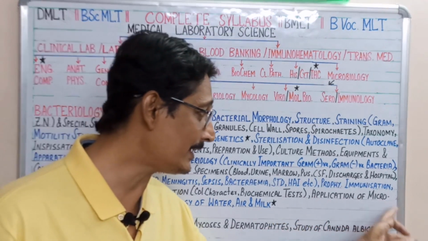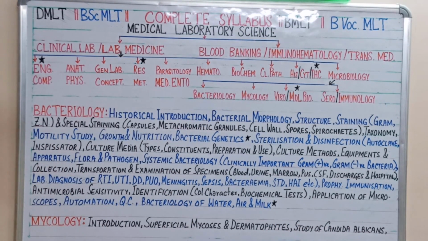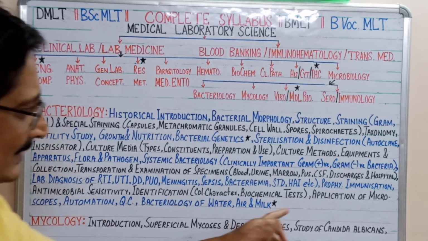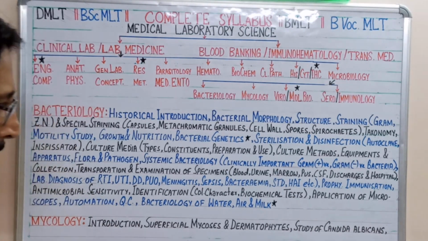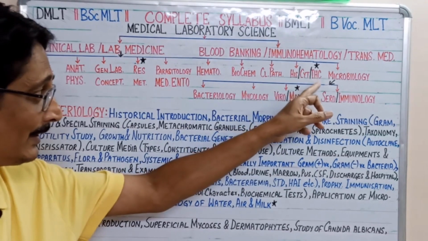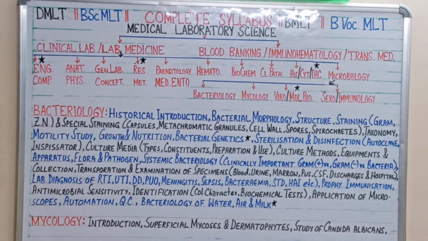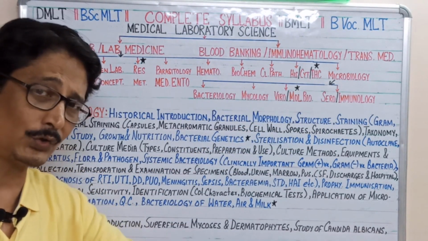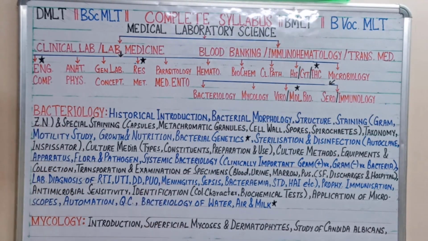Now the application of microscope. I already discussed that there are different types of microscope applications, that is phase contrast microscope, dark field microscope, or fluorescent microscope in this chapter, that is immunohistochemistry. So this type of microscope is also needed in a bacteriological lab.